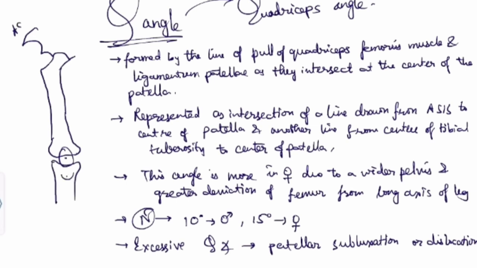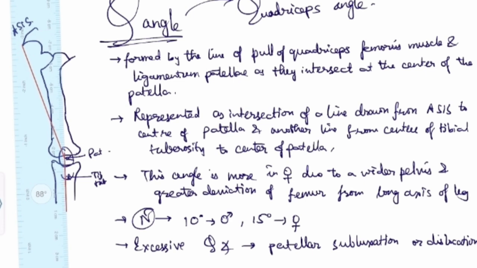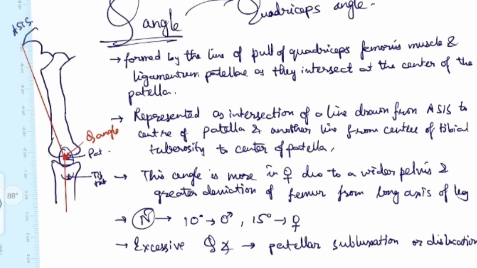So here you can see is the anterior superior iliac spine. Here is the center of the patella. Here is the tibial tuberosity. So if I take a line and I join these 2 points. Right. So where they intersect, this will be the Q angle. If I extend this above, then this is going to be my Q angle.